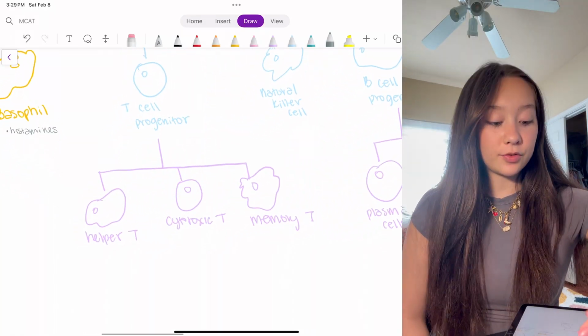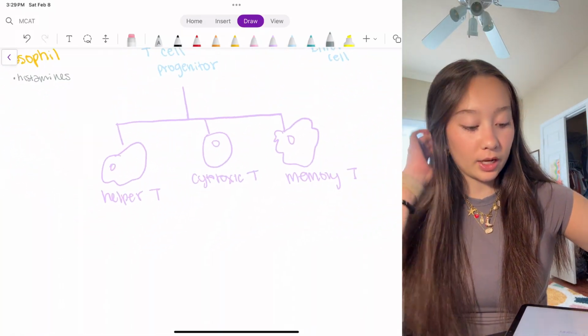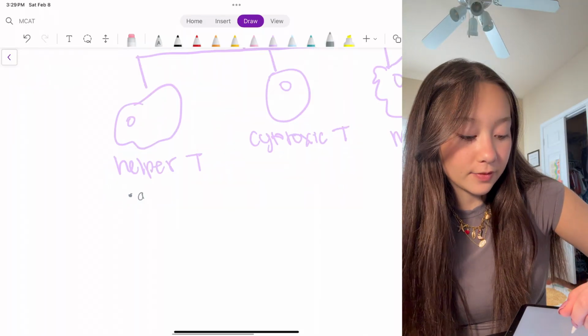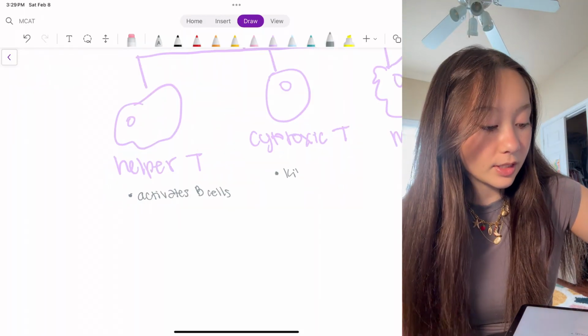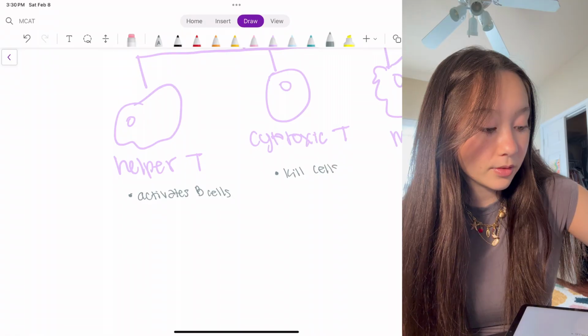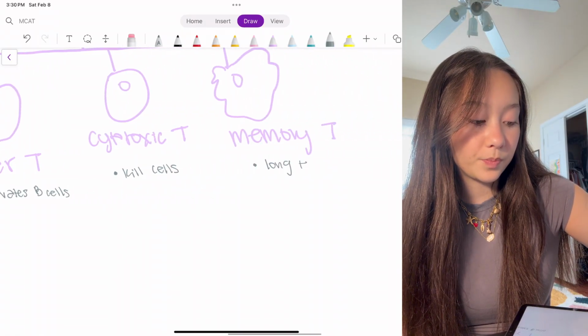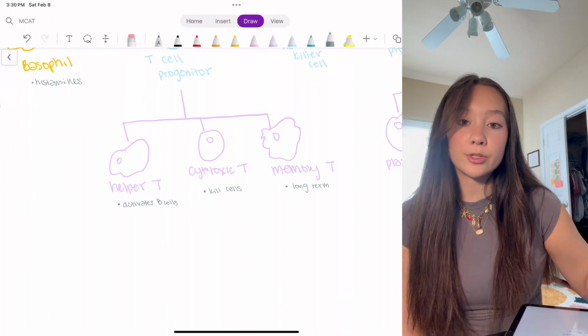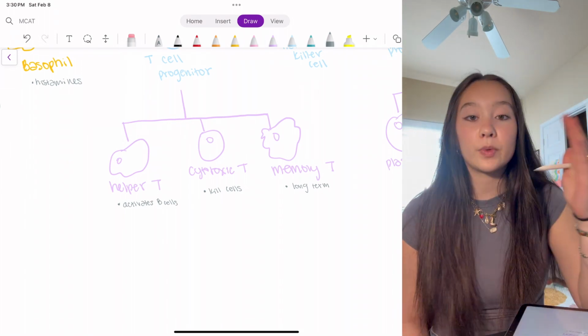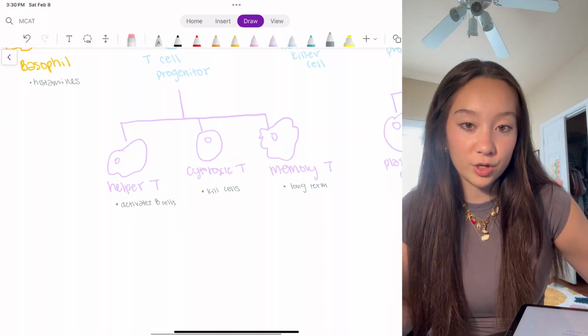All right, and then we can just quickly label what each one of these do. This T cell differentiates into all of these 3 different kinds. The helper activates B cells, cytotoxic kill those other cells, and then those memory T cells are for long term. And by long term, I just mean that they store memory so that next time the same pathogen comes along, we can fight it more efficiently because we already know what to do.